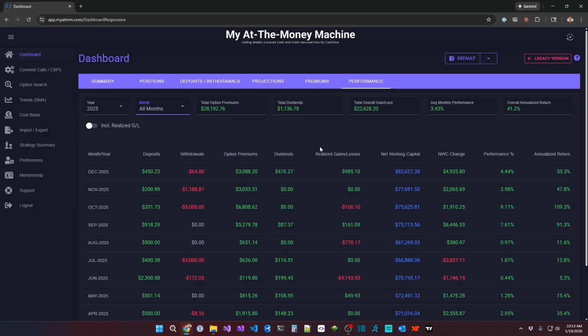So by default, it doesn't include the realized gains and losses. So it'll just give you the aggregate of all of these columns here in the total overall. The average monthly performance is just that. On average, you're bringing in 3.43%, and then that annualizes to 41% for the year. Now, keep an eye on these percentages over here. They're going to change because if I include the realized gains and losses, see how it adjusts things.